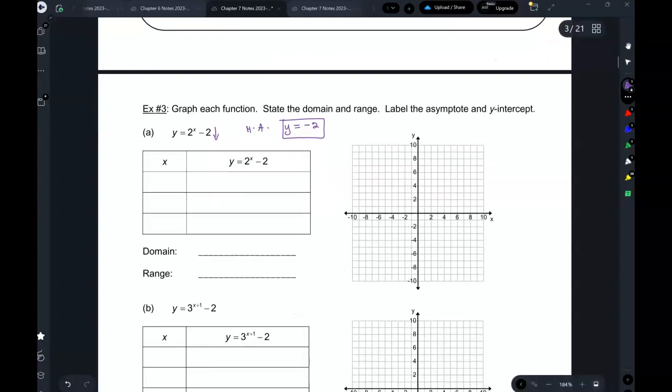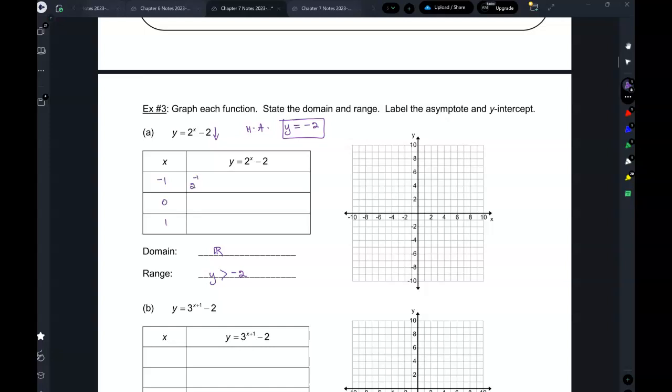Good. So now, is this a growth or decay? Growth. By the way, what's the domain? All real numbers. And what's the range? So we're going to compare it to -2 because that's what the asymptote is, greater than -2. Since it's growth, I'm going to pick -1, 0, and 1.